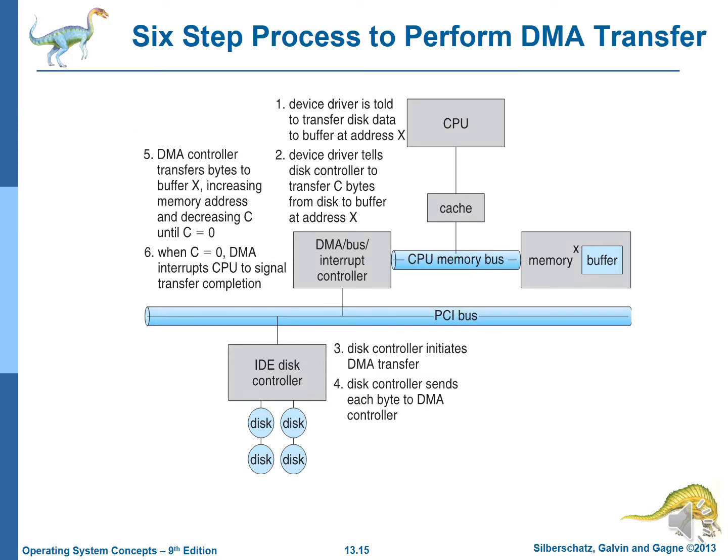6 steps to process DMA transfer. First, the device driver is told to transfer disk data to a buffer at an address. The device driver tells the disk controller to transfer C bytes from disk to the buffer.